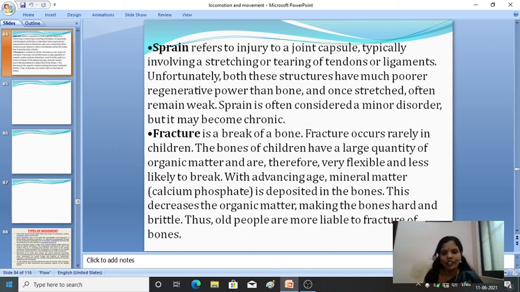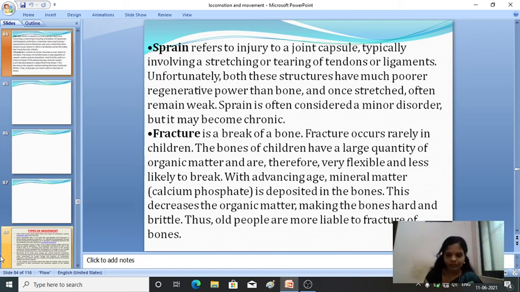Then with advancing age the mineral also counts a lot. Mineral matter, calcium phosphates, is also deposited in the bones. This decreases the organic matter and makes the bones harder and brittle. Due to the deposition of this calcium phosphate the bones become more hard and brittle. Thus old people are most liable to fracture of the bones. In old age, fractures are much more frequent when compared to early age.